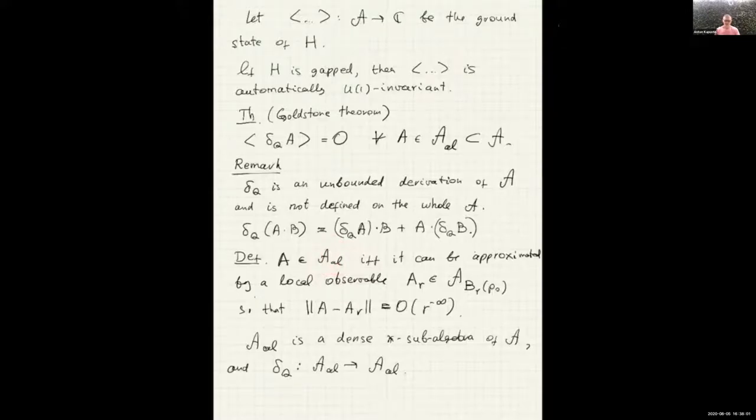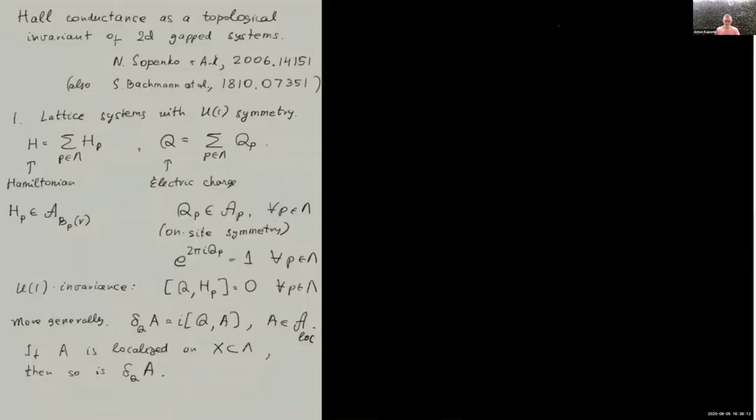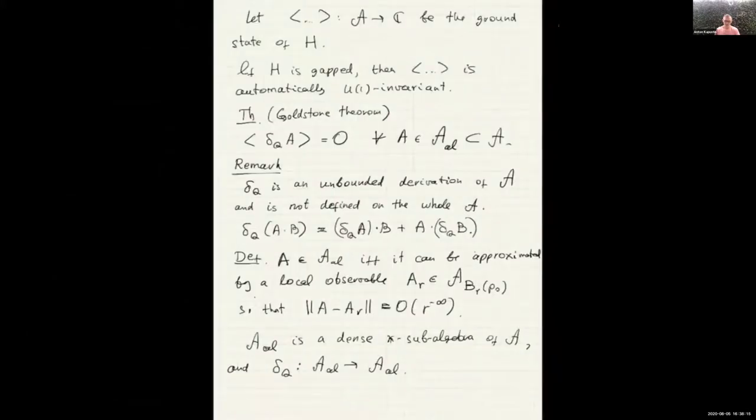And for these observables, since they're very well localized, this commutator here is well defined. So this unbounded derivation is well defined in the subalgebra. And moreover, it's easy to see that it actually maps the subalgebra to itself. Okay, so strictly speaking, we want to prove this for this dense subalgebra, because that's where this delta Q is defined.